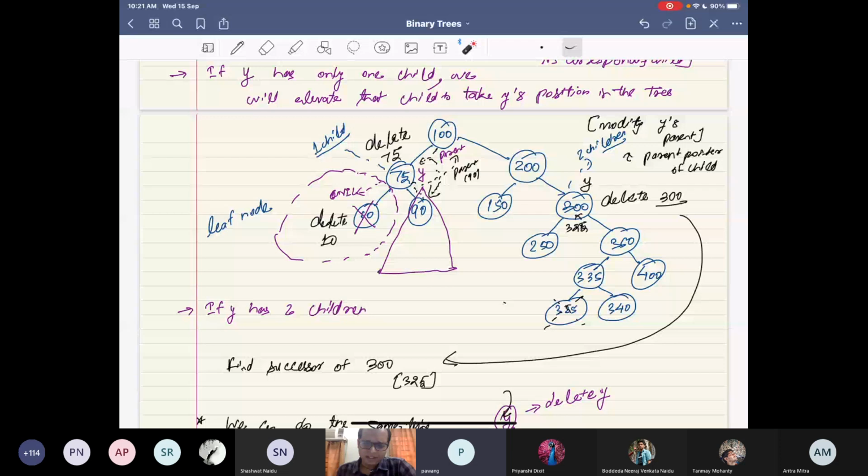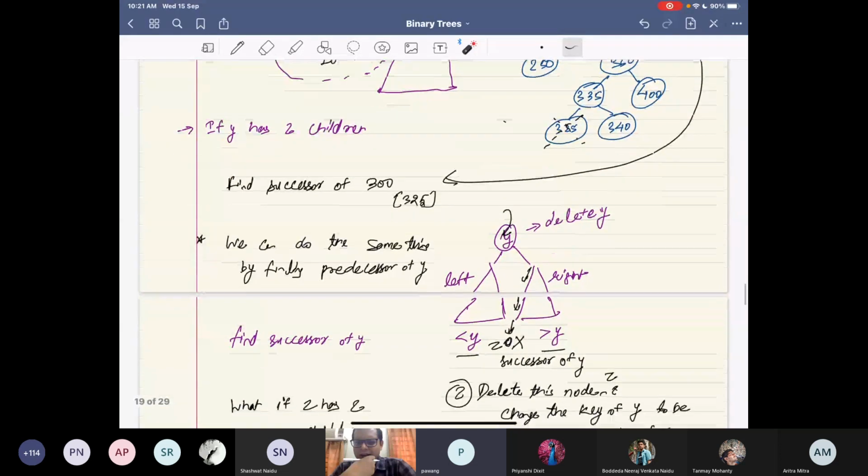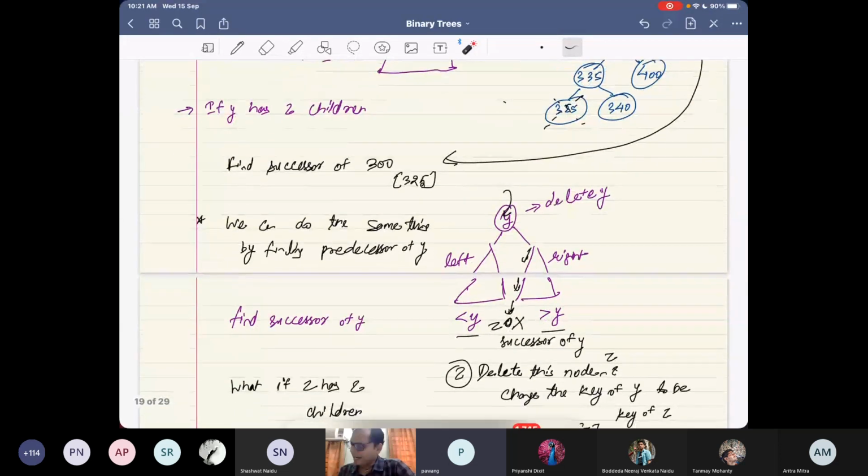And now I am in a fix. So how do I do that? Because in general, the situation can be like this. I delete this node y, and there are two subtrees, left and right. So if I have to delete it, this tree becomes disconnected. So how can I delete this node? What do I need to do?